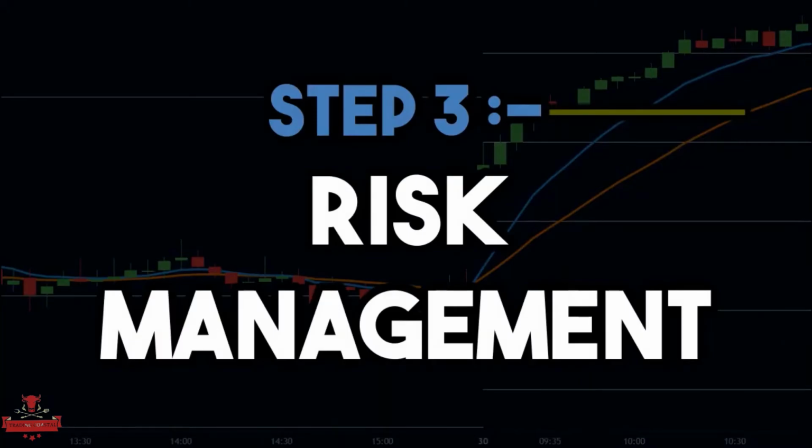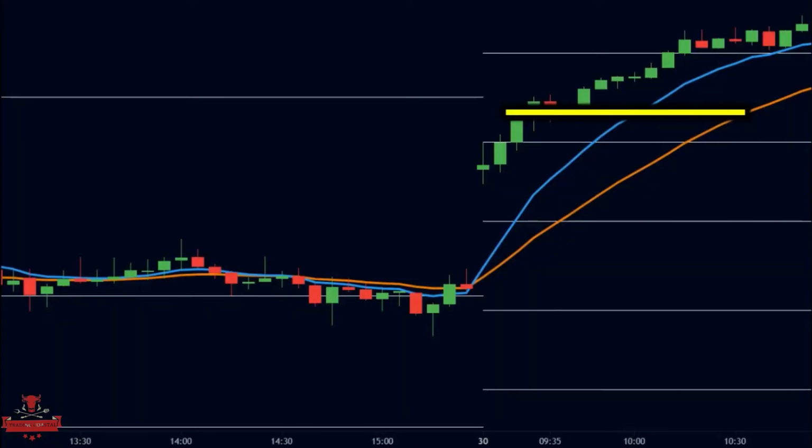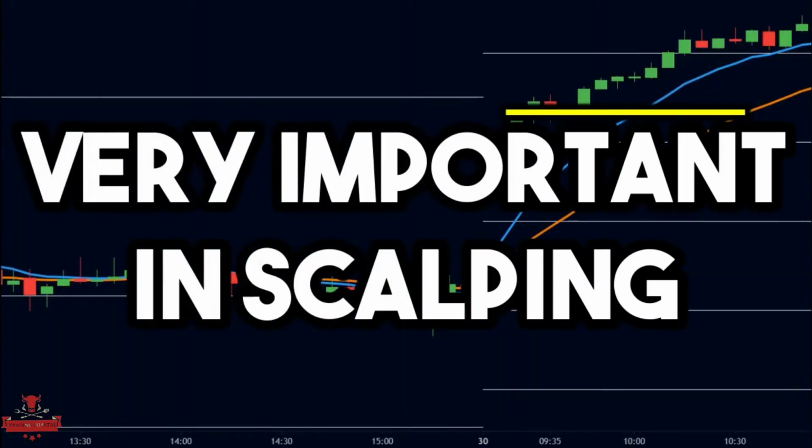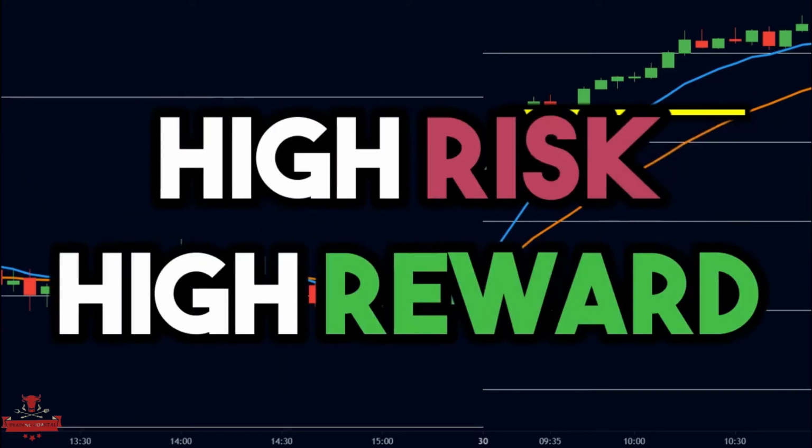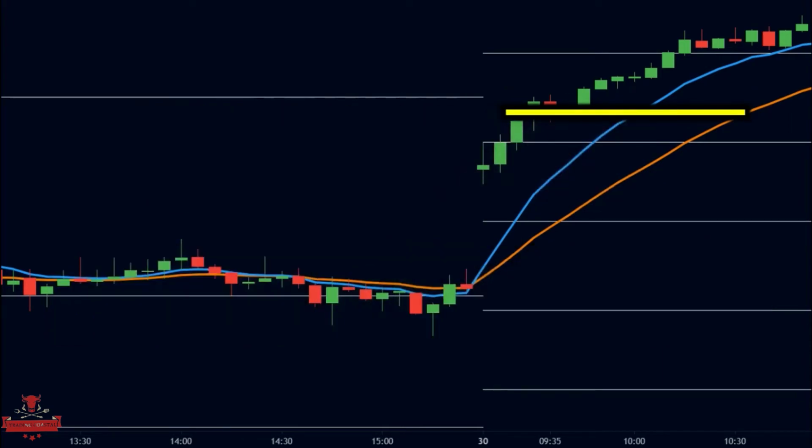Now the third step is the risk management. Risk management is very important when it comes to scalping. Scalping is a game of high risk, high rewards. Hence it is essential to have a proper risk management plan. In our strategy, we will place our stop loss below the low of the trigger candle. For targets, we will keep our targets at the pivot level above our entry. As you can see, the price gave us profits in this case.